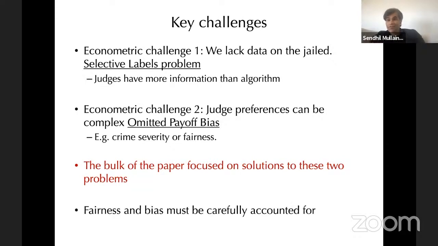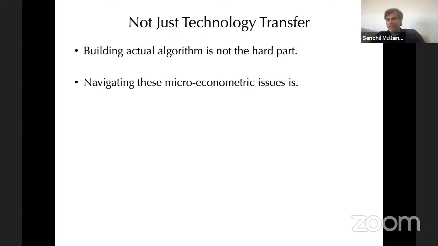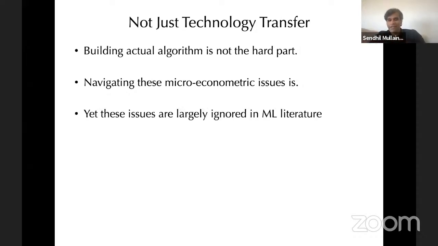And as a result, a bunch of things have to be carefully accounted for. And Jens will talk about algorithmic bias tomorrow afternoon. The result is, it's not just technology transfer. Building the actual algorithm is not the hard part. And you'll see this in a lot of the things you use to apply it. It's navigating these microeconometric issues. And yet these issues are largely ignored in machine learning.